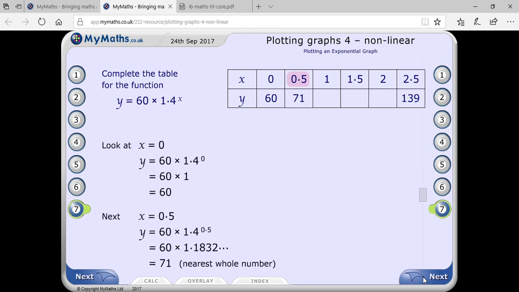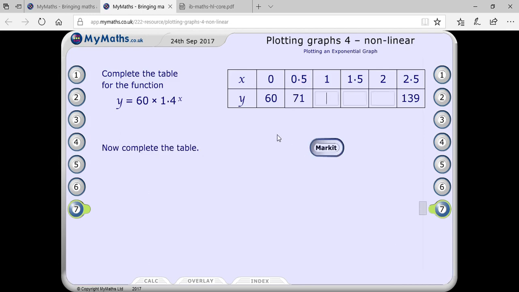Do you have a calculator? Yes, sir. Okay, it's easy. When you plug in x equals 1, so 60 times 1.4, just do that. It is saying 60 times 1.4 to the power 1.5, that is better.